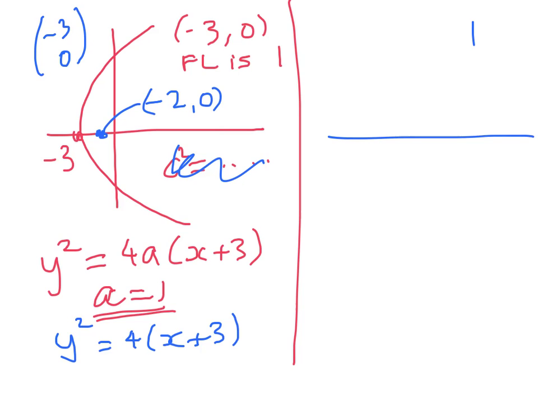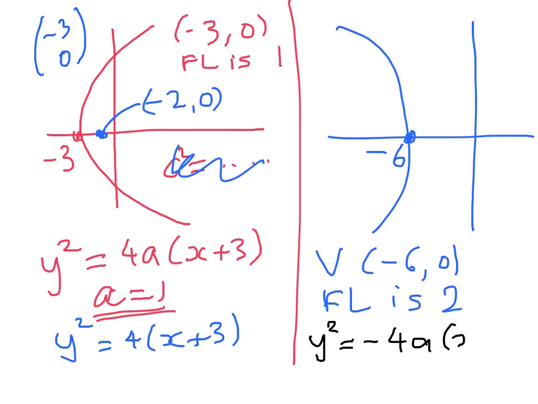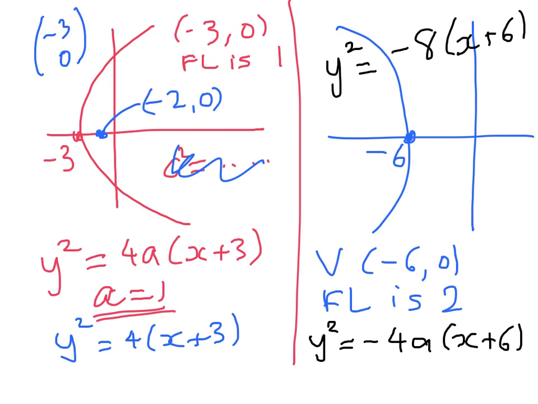Okay, let's try one that's facing the other way. What's the equation of this? The vertex is at negative 6, 0, and I'll tell you the focal length is 2. So it's going to have the pattern. It's a backwards one, so it's going to be y squared equals negative 4a times x plus 6, and a is 2. So the equation will be y squared equals negative 8 times x plus 6.